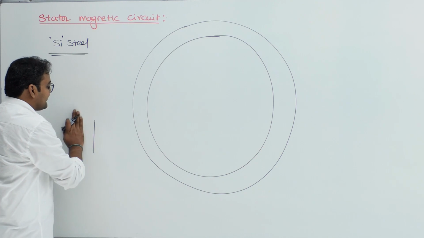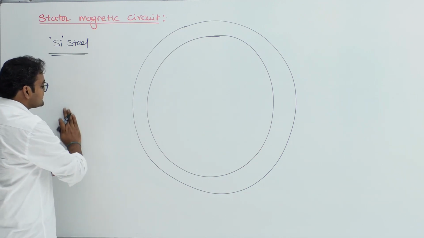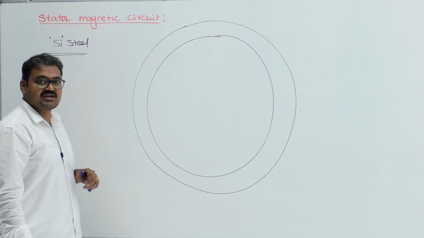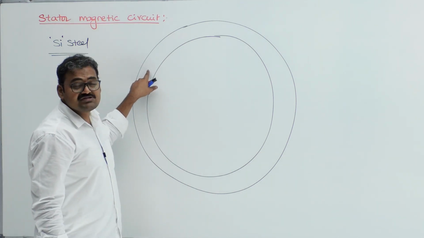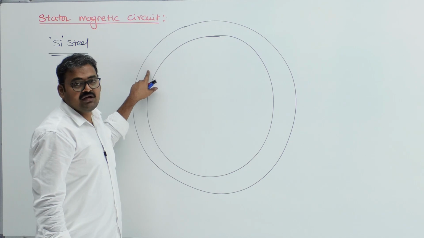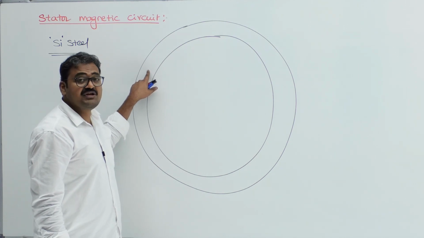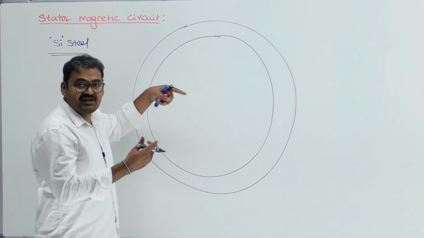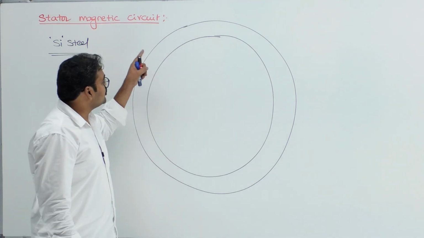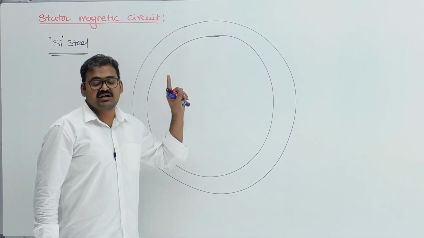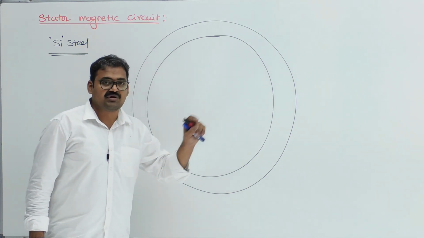What is the advantage of adding silicon? When silicon is added, eddy current losses will be slightly minimized. At the same time, as we are operating the synchronous machine with AC supply, definitely the stator core must be laminated. Because of the supply frequency, if you consider the Indian supply frequency of 50 Hz, to minimize eddy current losses, the stator core must be completely laminated.